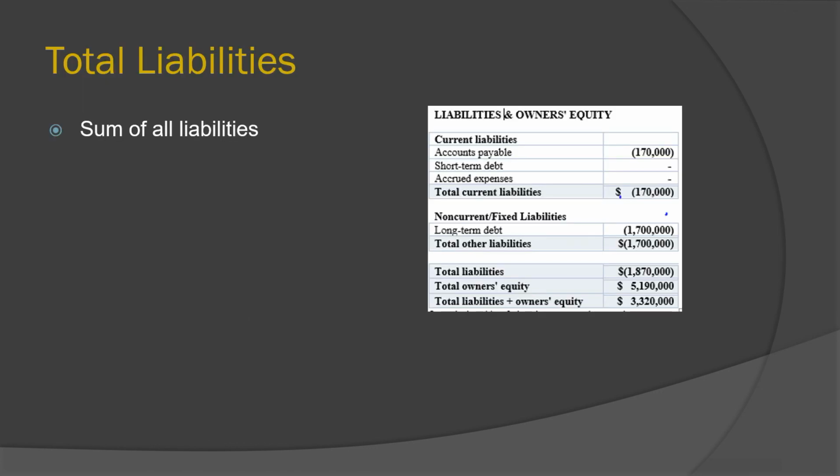And then to get total liabilities, it's just the sum of all the liabilities. You take total current liabilities plus your fixed liabilities or other liabilities and add them up. And in this case, the total liabilities ends up being $1,870,000.